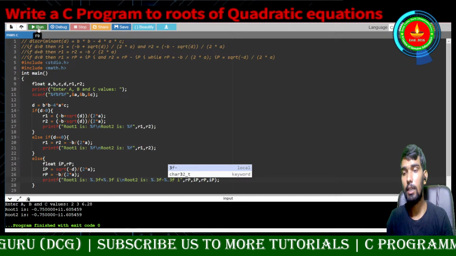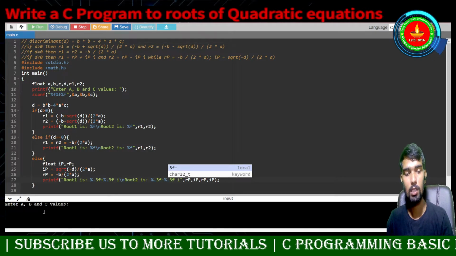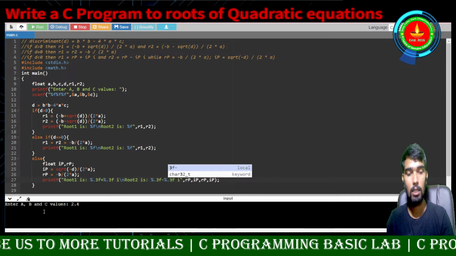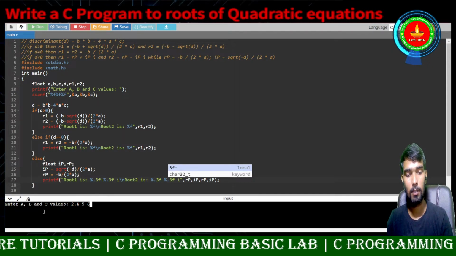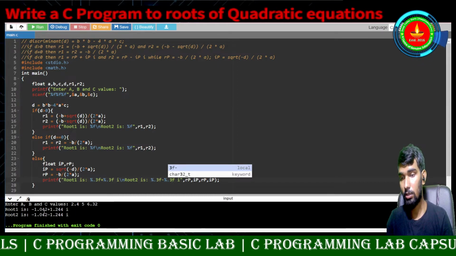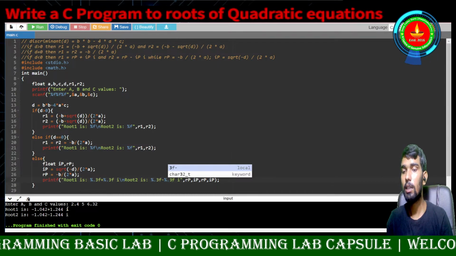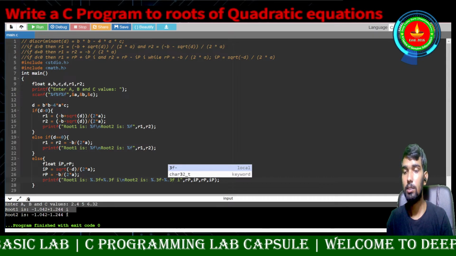So let's run it and see. So a is 2, b is 5, c is 6.32. Now see, it is looking nice, right? So this way you can do.